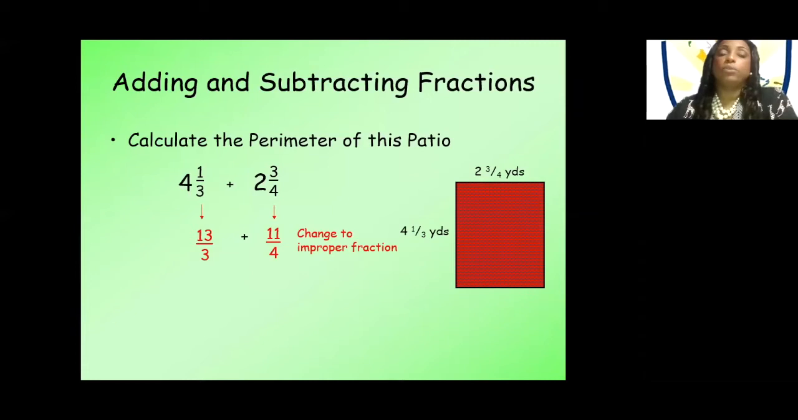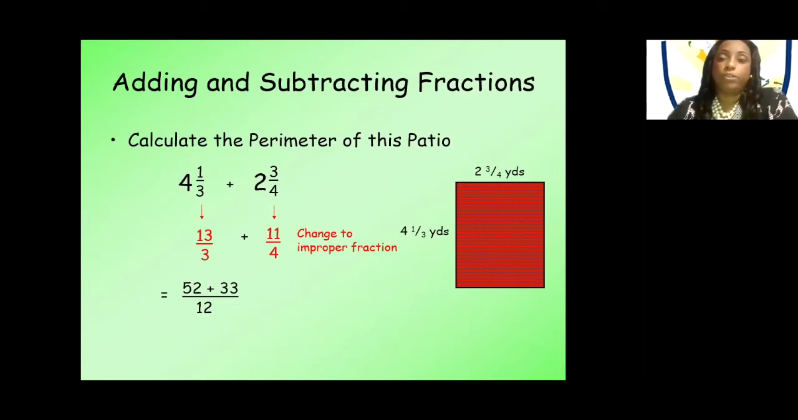Again, 2 3/4 becomes 2 times 4 and add 3. 2 4s are 8, add 3 is 11. And look, I kept the 4, which is the denominator or the bottom part for that second part of the fraction. Okay, good stuff. What do you do next?